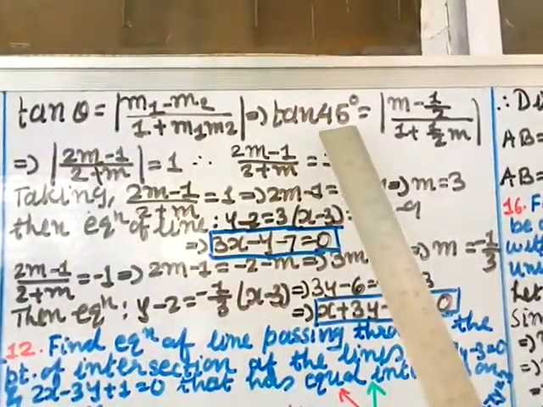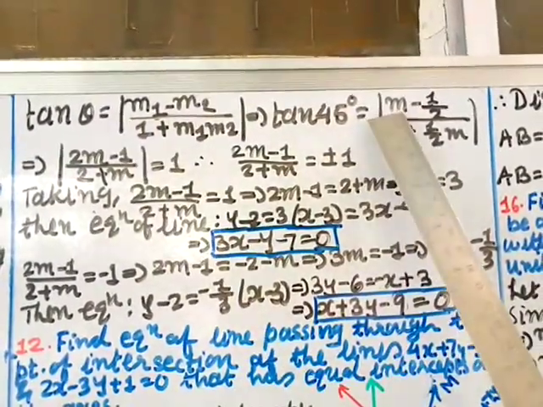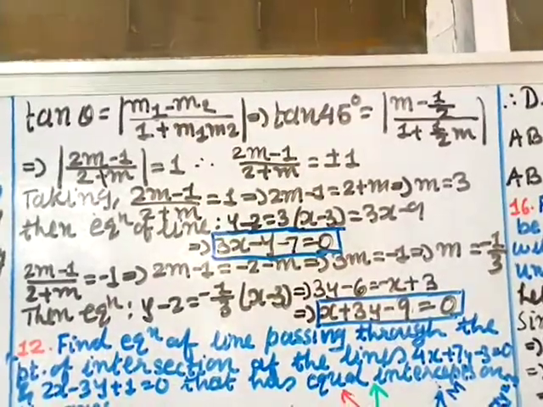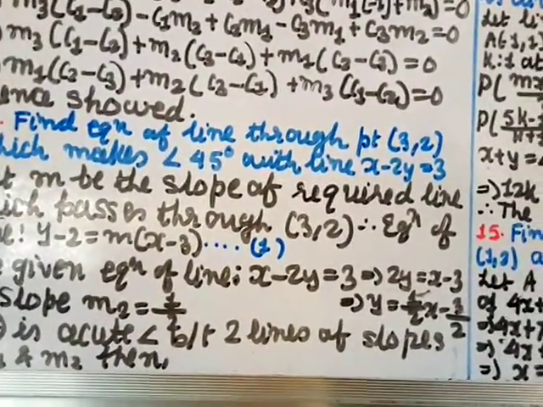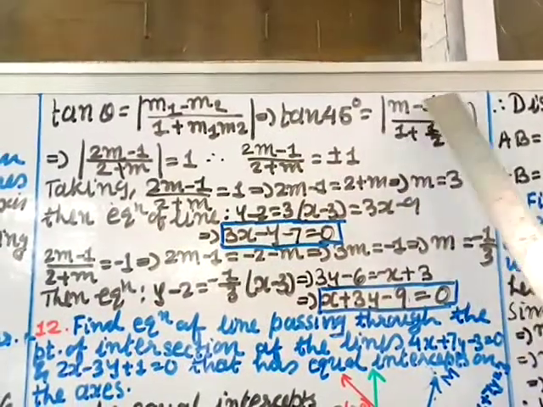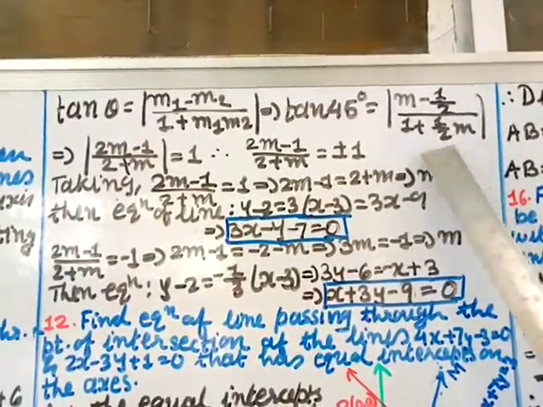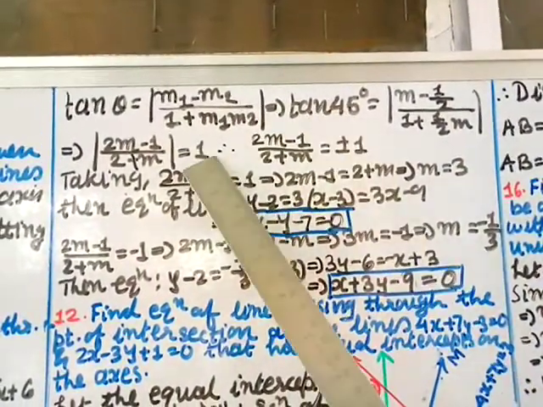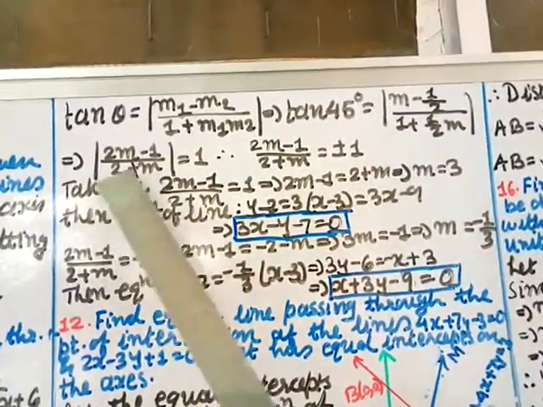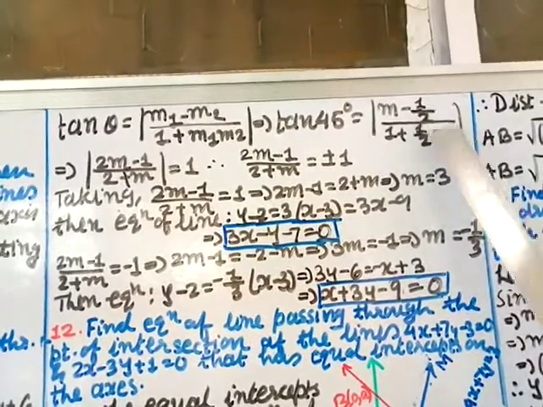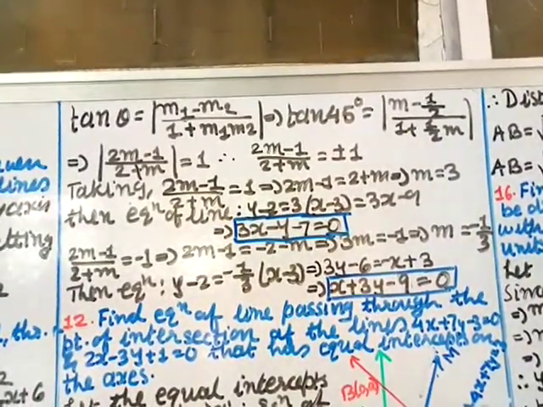Put the value of theta as 45, and we are taking m as the slope of the first line, and m2 is the slope of the second line which we found as 1 by 2. So put the value: tan 45 equal to m minus 1 by 2 divided by 1 plus 1 by 2 into m. Tan 45 is 1. Here take LCM, so 2m minus 1, and 2 plus m, and the denominator and numerator LCM 2 will just cancel.